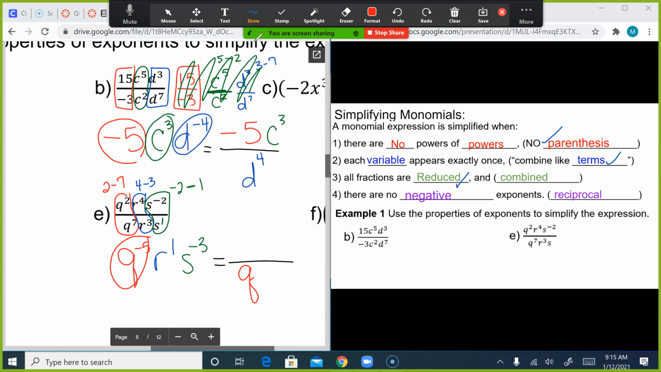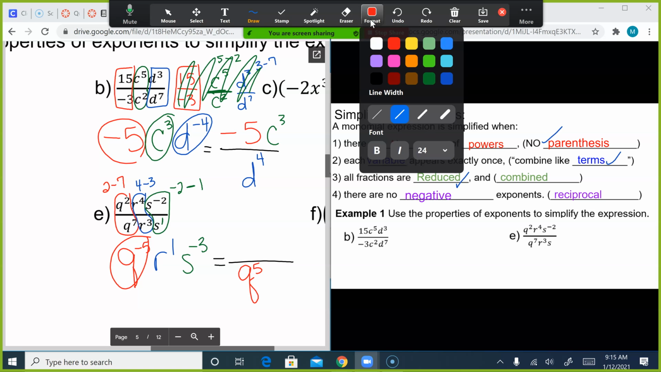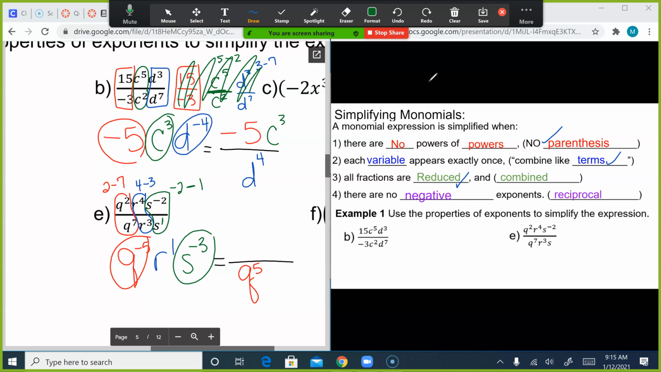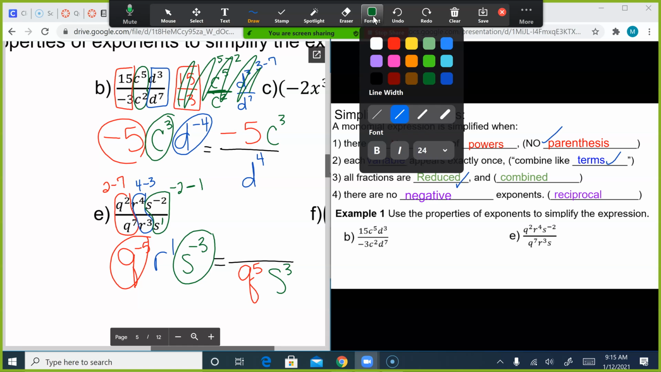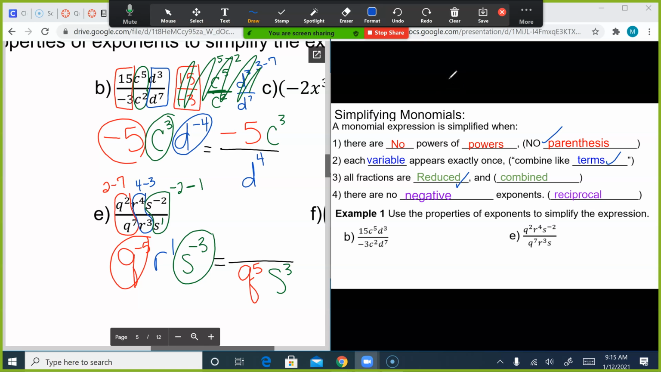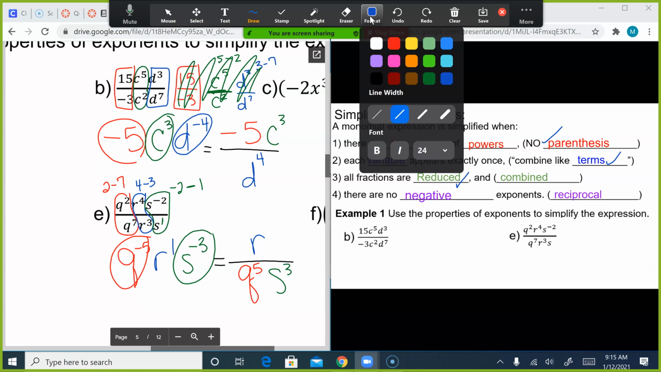And the exponent becomes a positive. And then the S also has a negative exponent, so that one goes to the bottom, and it becomes a positive 3. The R has a positive 1 as the exponent, so that one stays in the numerator. You can write the 1 there, but you don't have to. The answer choice is not going to put a 1 there. It's just going to leave it alone. Alright, so that would be the final answer for this one.